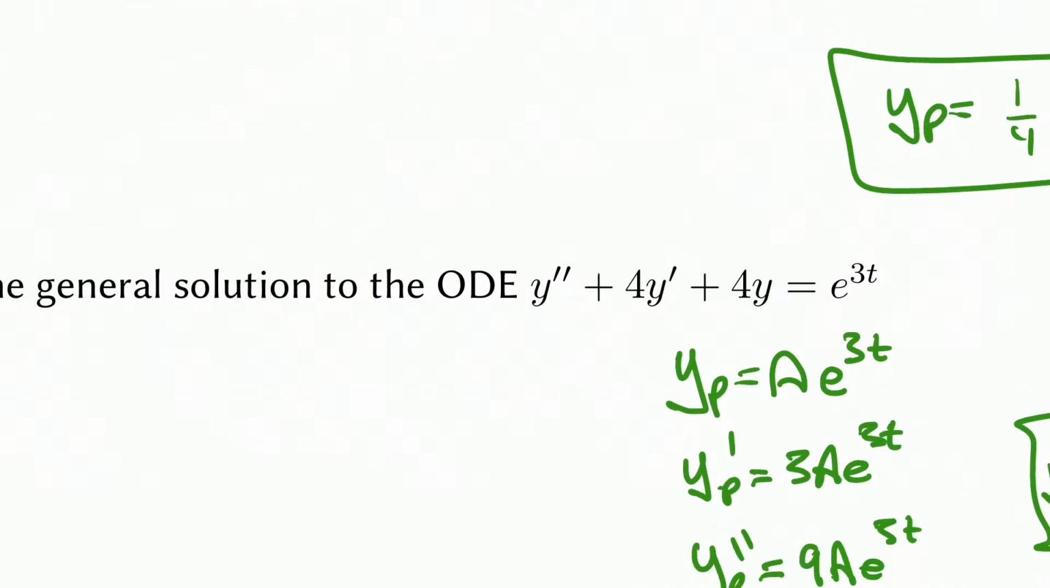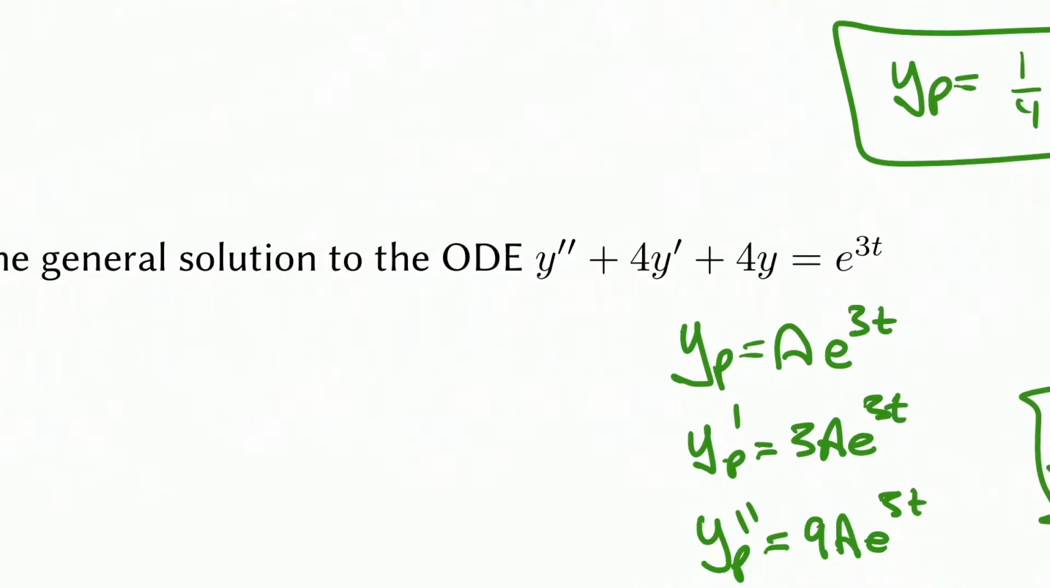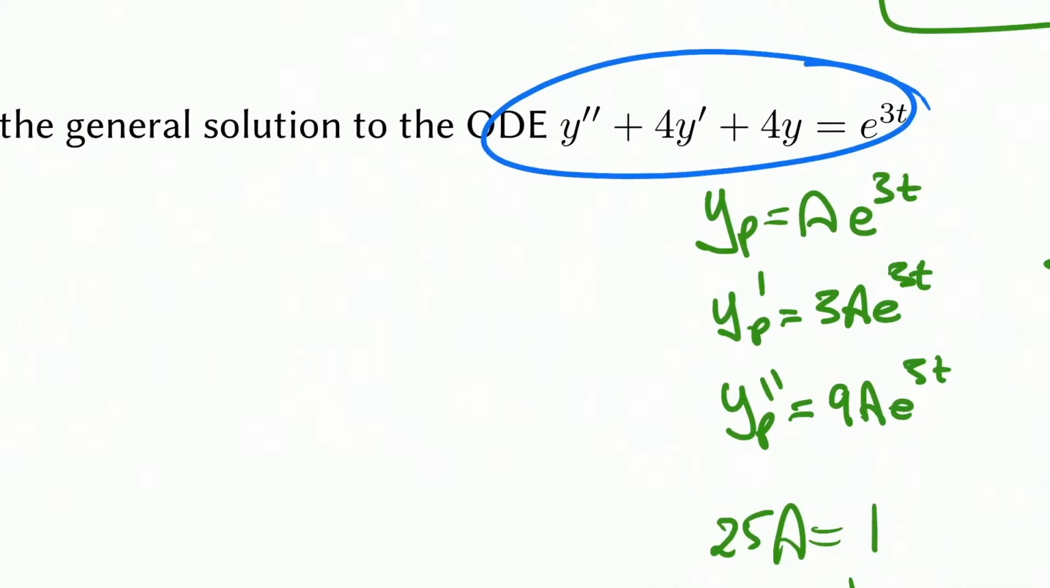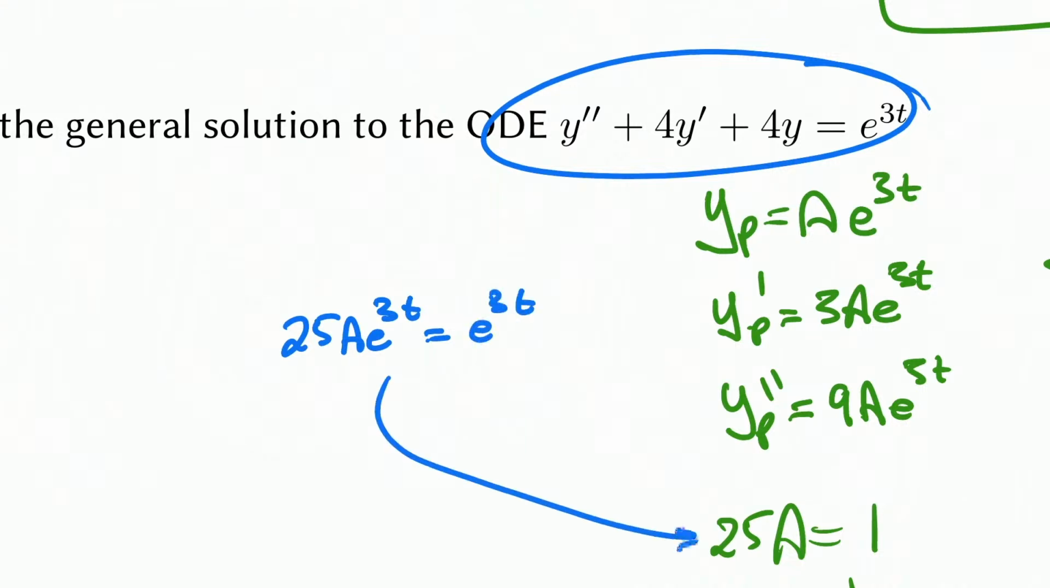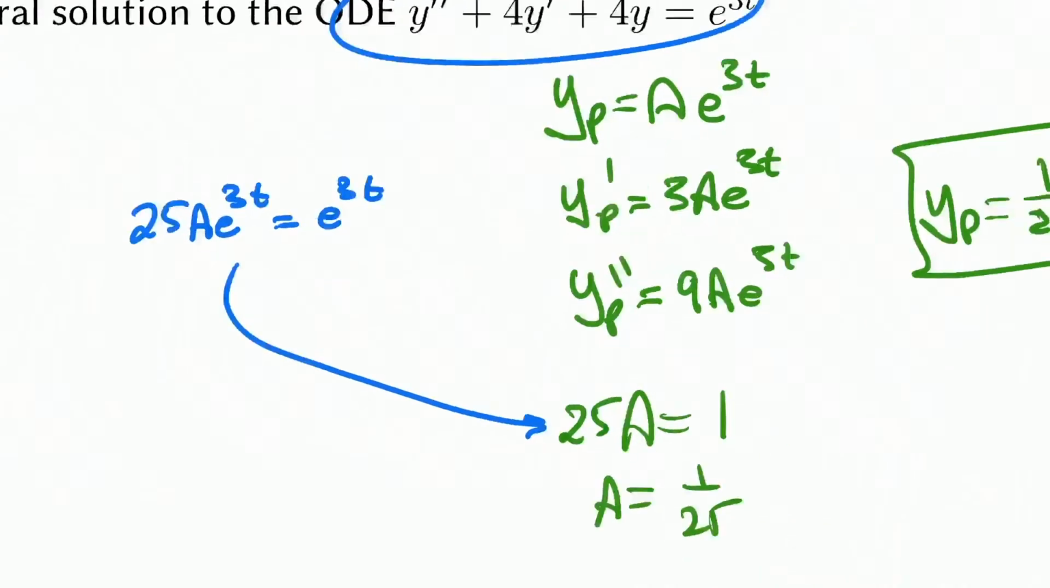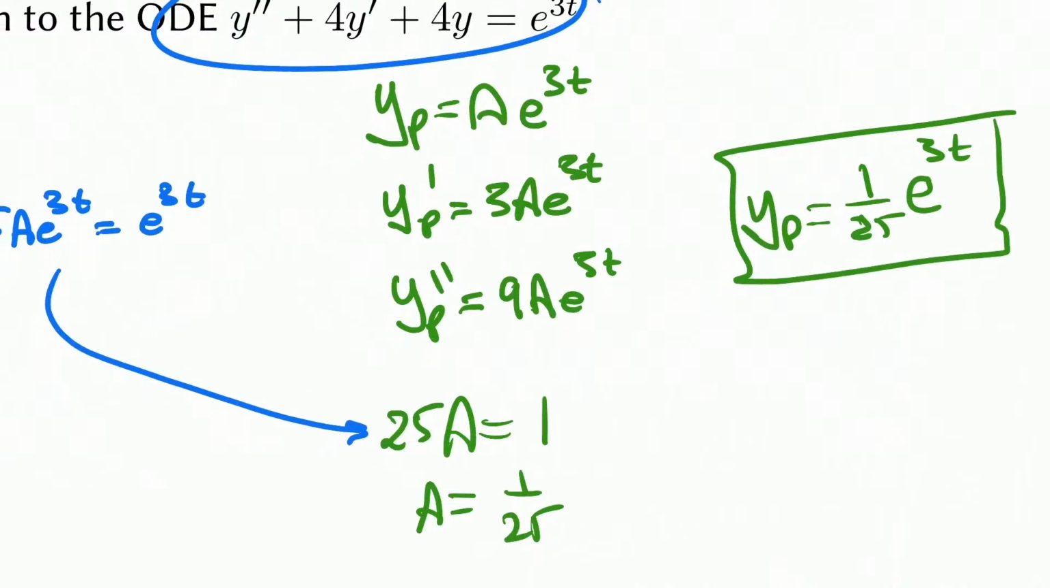Did the derivative, second derivative. I shoved them all into here, and I got that. Well, I guess I kind of skipped a step. Here, I'll write it down. 25a e to the 3t is equal to e to the 3t. Does that make you feel better? And then that gave me this, and that gave me this, and so there's the particular solution there. So some of you wanted to make that into 25, I don't know. Okay.